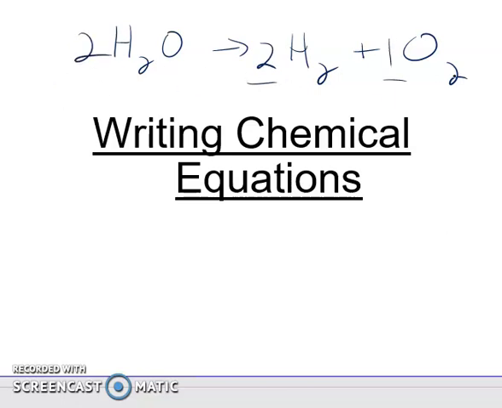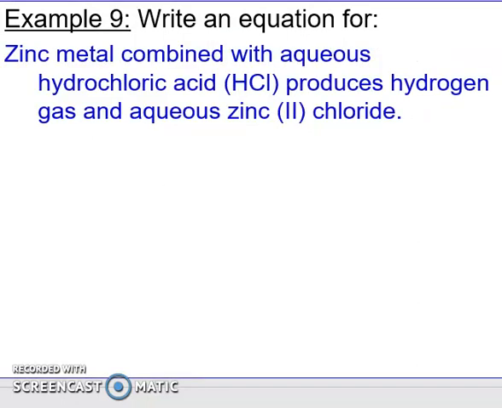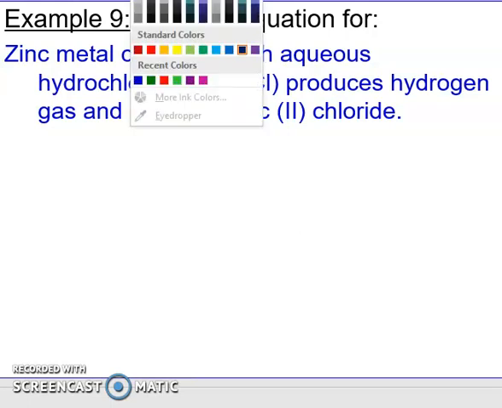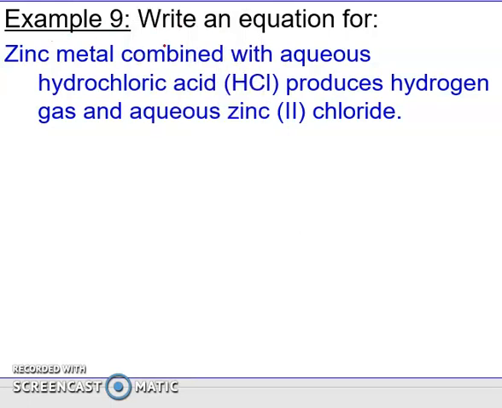So we're going to write these essentially from scratch. That's going to be the topic here. Okay, so we'll just dive right into it. And the first one here asks us to write the equation for zinc metal combined with aqueous hydrochloric acid, producing hydrogen gas and aqueous zinc chloride.